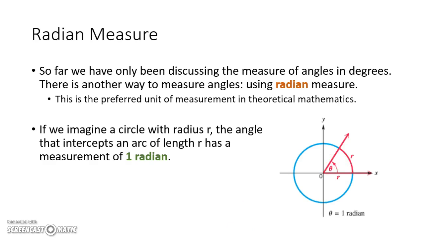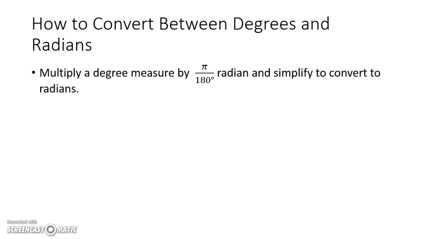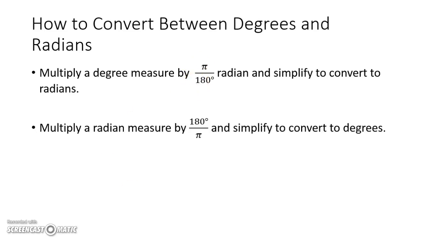So it's quite a bit larger than your 1 degree. So let's talk about how we would convert between degrees and radians. To convert to a radian, so you're given degrees and you have to convert to radians, we're going to multiply by pi over 180. And to convert to degrees, we would do the inverse. We would multiply by 180 over pi. So let's look and see how that's going to work out.